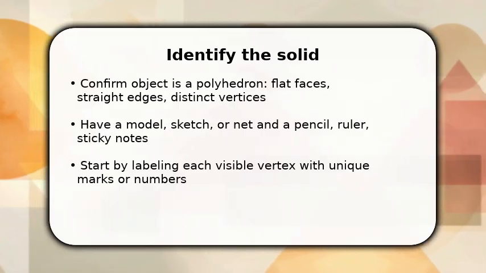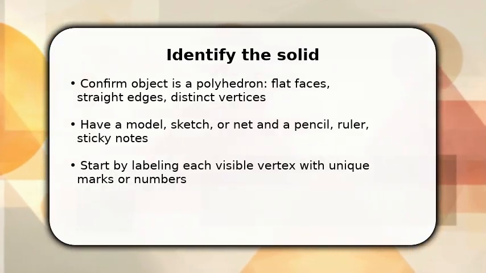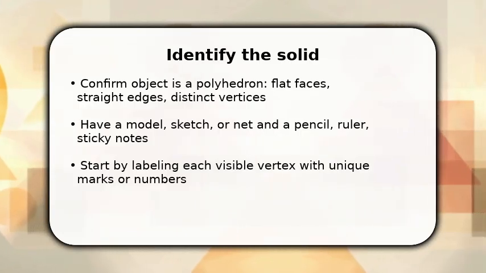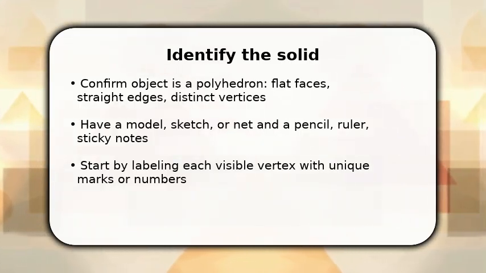This prevents double counting. While labeling, explain to yourself why each corner behaves as a vertex. It's where at least 3 faces meet. Now proceed to count and record.